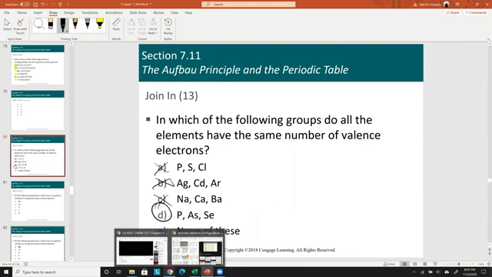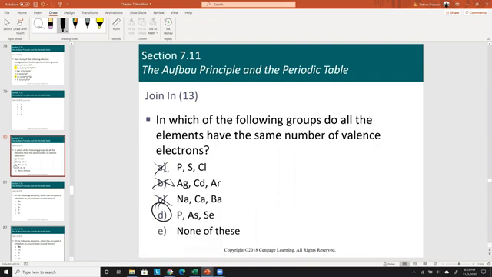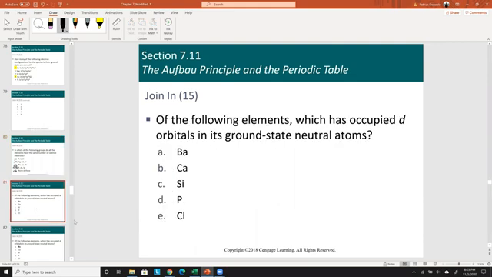And yes, I am right. Selenium is, this one's blurry. Yeah, selenium's to the right. So I was right, and it's none of these. That's good. Okay. So which of the following elements which has occupied d orbitals is in its ground state neutral atoms?